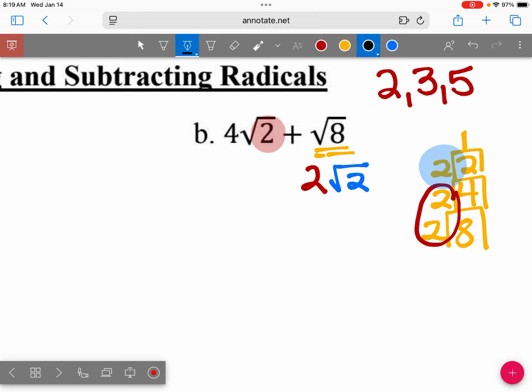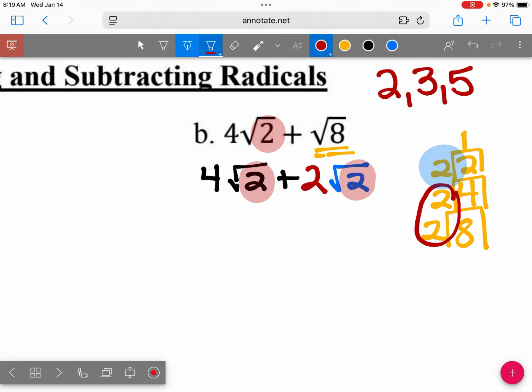All right, so I'm going to bring down what I had in front. This is what was already there. Now, they didn't start off like terms. But can you all see that they really are like terms? Because what do they both have under the roof? A 2. They both have the same number.